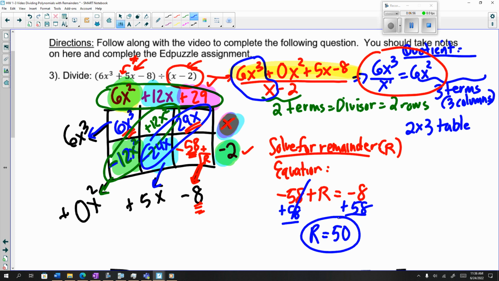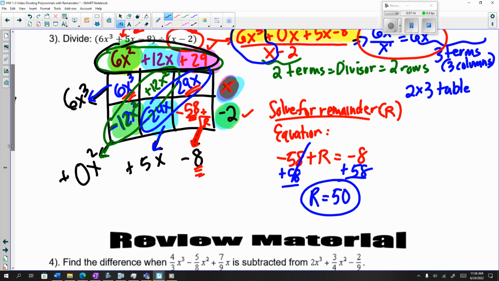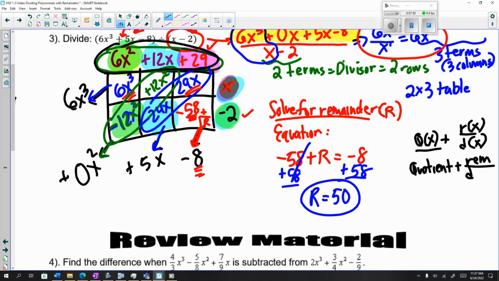Now the other thing I want to mention is, how do we write our answer? We write the quotient, which I'm going to circle again up top in black. It's 6x squared plus 12x plus 29, and then we write it kind of like a mixed number. Do you guys remember mixed numbers? A mixed number is a number plus the remainder over what you were dividing by. So in this case it's going to be quotient, which I'll call Q of x, plus remainder, which I'll call R of x, over divisor, which I'll call D of x. Let me write that out: quotient plus remainder over divisor.